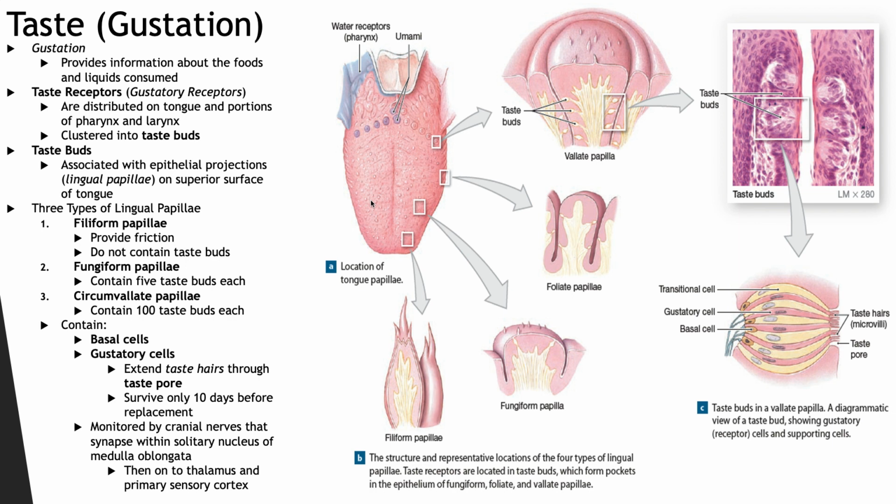Filiform papillae provide friction that helps the tongue move objects around in the mouth, but do not contain taste buds. Each small fungiform papilla contains about 5 taste buds. There are up to 12 vallate papillae that form a V near the posterior margin of the tongue, and each large vallate papilla contains as many as 100 taste buds. The foliate papillae are folds found on the lateral margins of the posterior tongue.